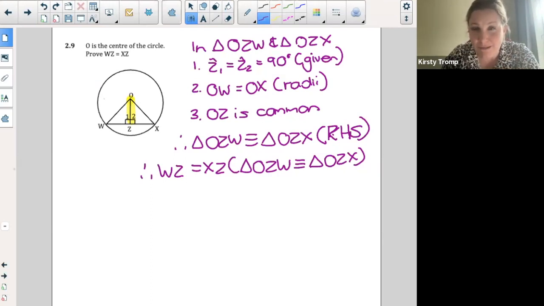Is there anyone else who has a question? Is there anyone who might want me to go back to another question for them? Is OZ a radius? Wadey, OZ is not a radius. The reason why is because Z is not touching the edge of the circle. Can you see, Wadey, that Z is sitting over there? If Z was sitting over here, then it would be a radius, but it's not. It's sitting above the edge of the circle.